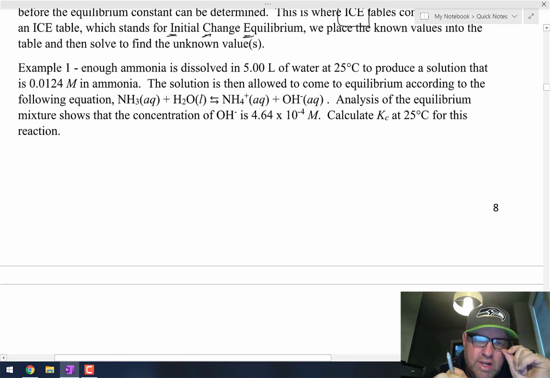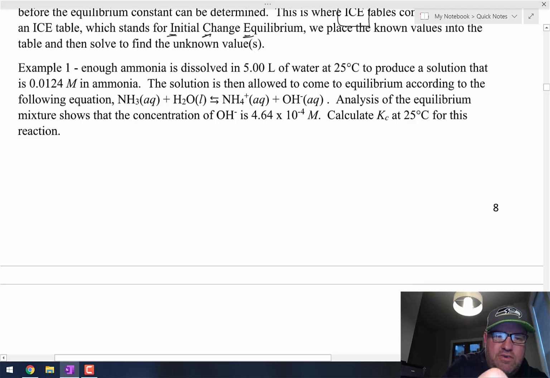So in example 1, it says enough ammonia is dissolved in 5 liters of water at 25 degrees Celsius to produce a solution that's 0.0124 molar in ammonia. The solution is then allowed to come to equilibrium according to the following equation. Analysis of the equilibrium mixture shows that the concentration of hydroxide is 4.64 times 10 to the minus fourth. Calculate Kc, the value of the equilibrium constant, at 25 degrees Celsius for this reaction.